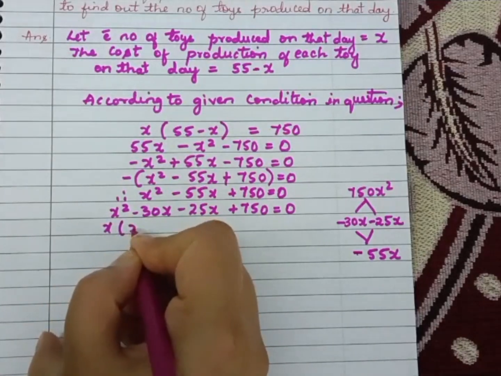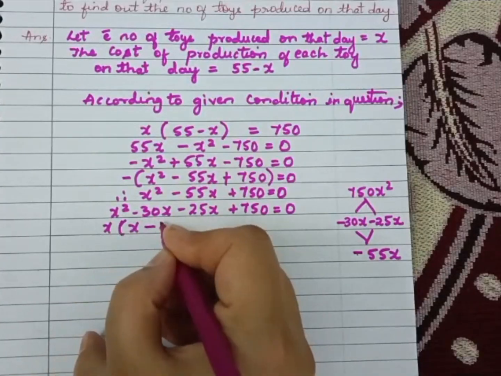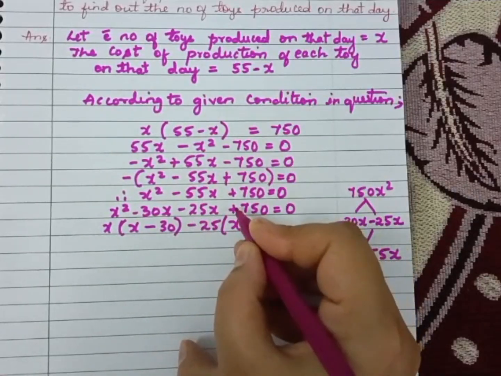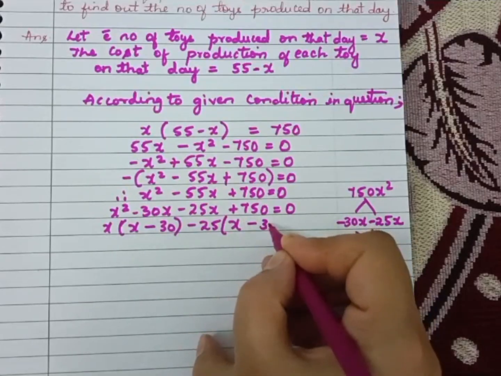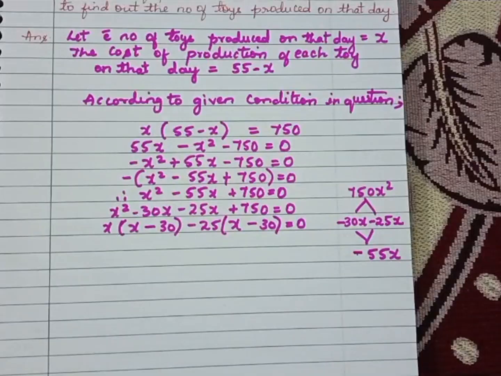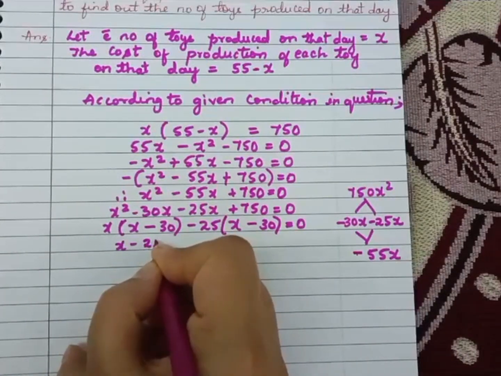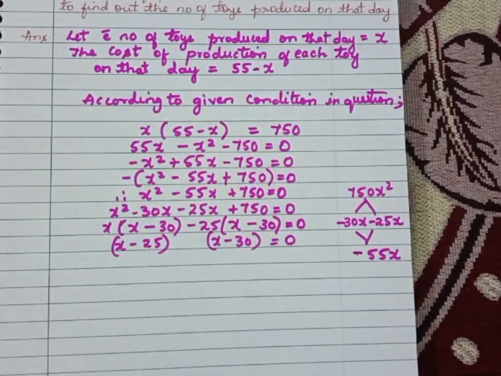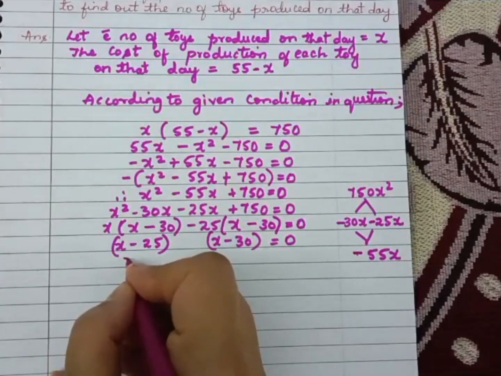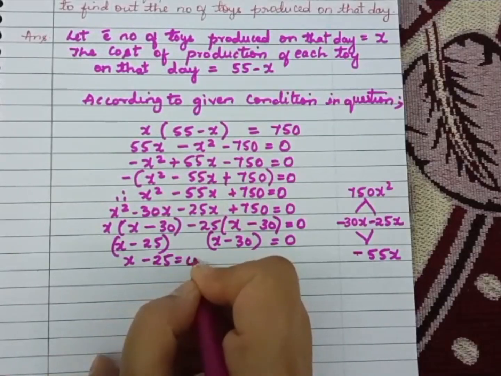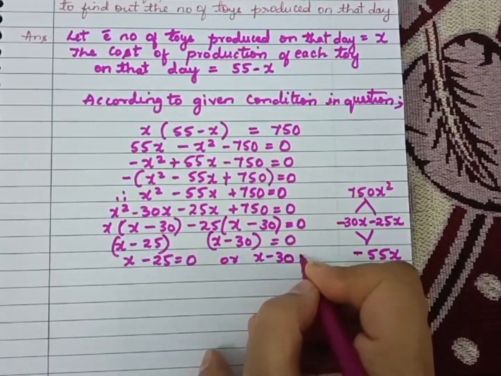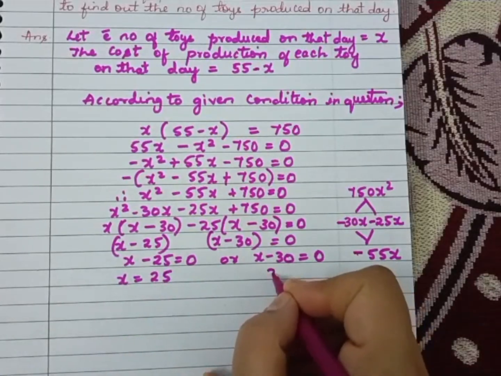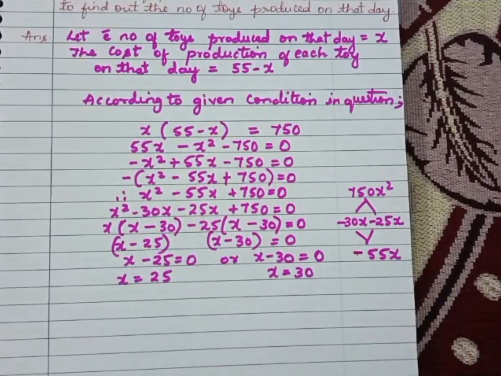Here x into x is x square, minus x into 30 is 30x, minus 25 into x is 25x, minus into minus is plus 25 into 30 is 750 equal to 0. x minus 25 and x minus 30 equal to 0. x minus 25 is equal to 0 or x minus 30 is equal to 0. x is equal to minus 25 becomes plus 25. x is equal to minus 30 becomes plus 30.